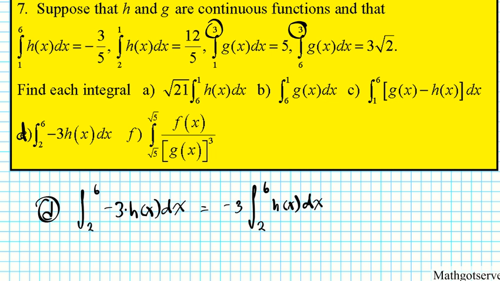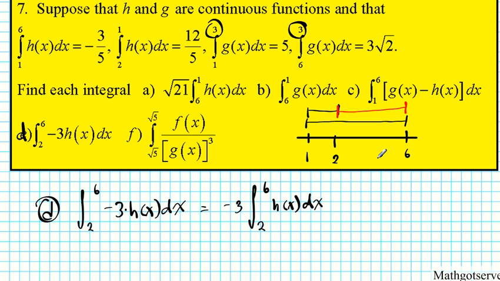So how do I figure out 2 to 6? To help you understand what I'm going to do here, let me just use a line to illustrate this. So I know 1 to 6, and I also know 1 to 2. Okay, so I know this entire integral, and I know this integral. So how do I find this remaining piece right here from 2 to 6?